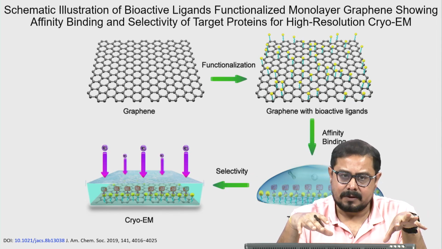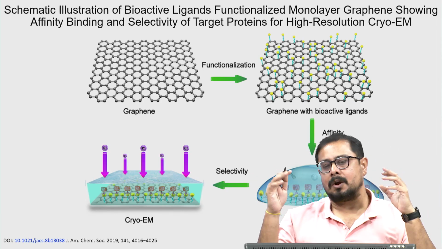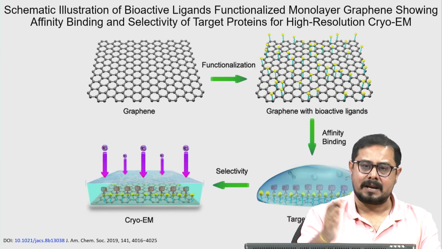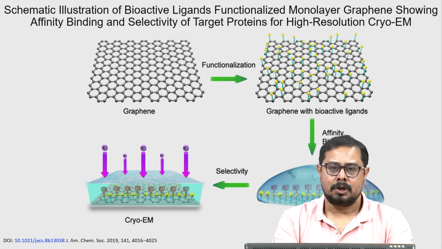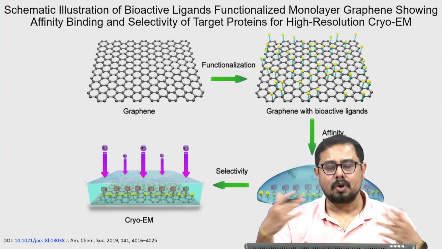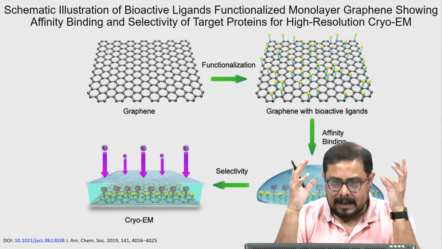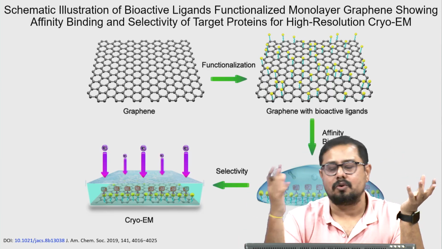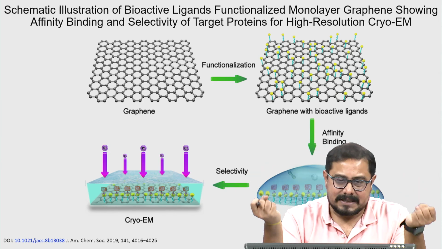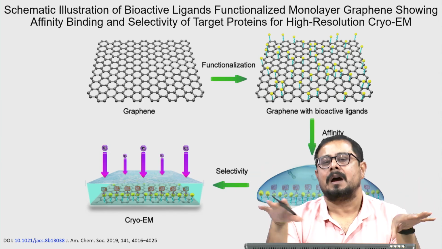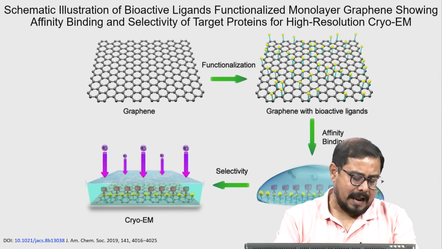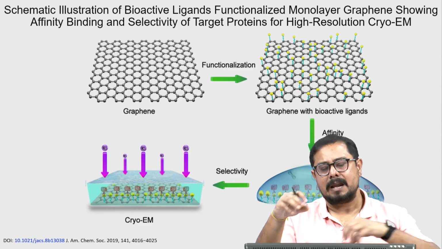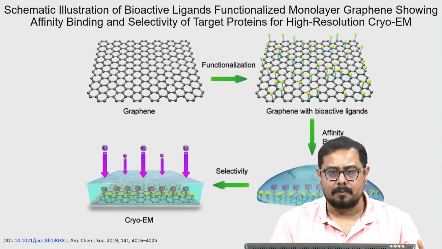So the major difference between graphene and graphene oxide is that graphene is oxidized, and then there are a lot of functional groups, that is OH, epoxy group or COOH group, and that gives a hydrophilic nature to the grid, and that helps us to attract the protein molecules.